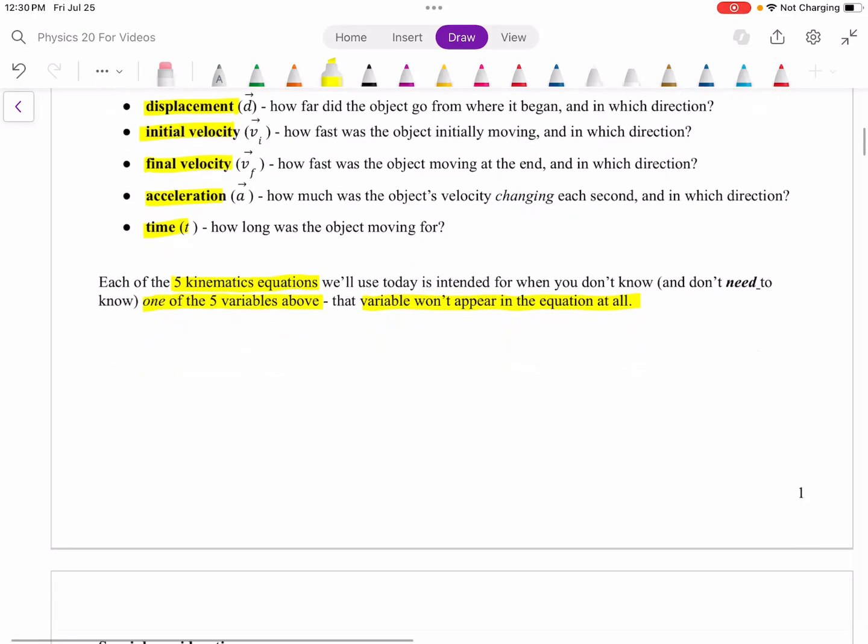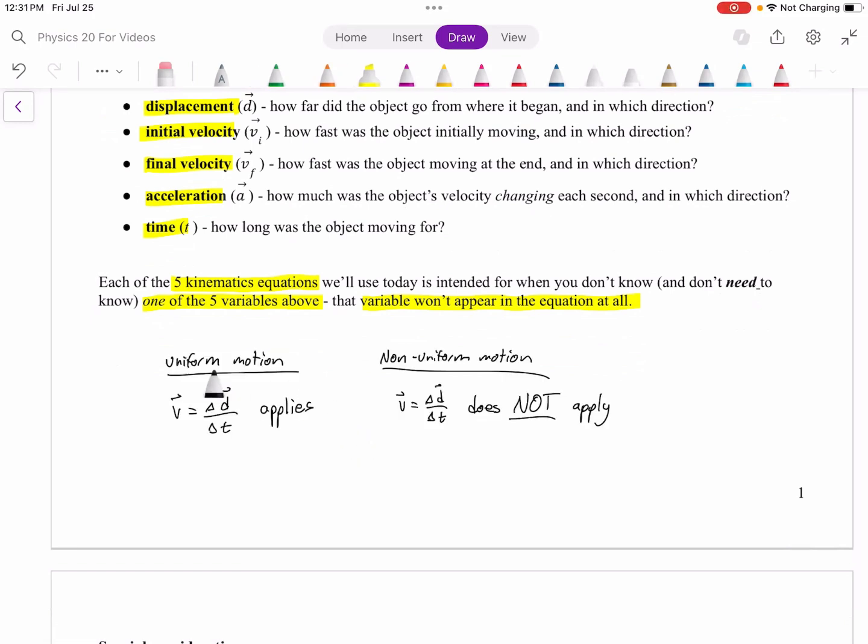Just a side note here, you might be saying, okay, great, these are for non-uniform motion. What about for uniform motion? Well, for uniform motion, we can just use good old v equals d over t. It's uniform, its velocity is not changing, so it is always covering the same displacement each second. For non-uniform motion, remember, you cannot use v equals d over t. It just doesn't make sense because it's not covering the same displacement each second. Its velocity is constantly changing, so the displacement it's covering each second is constantly changing.